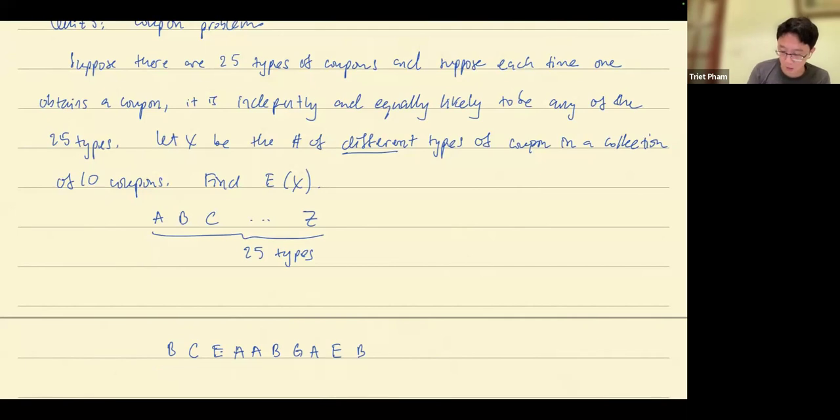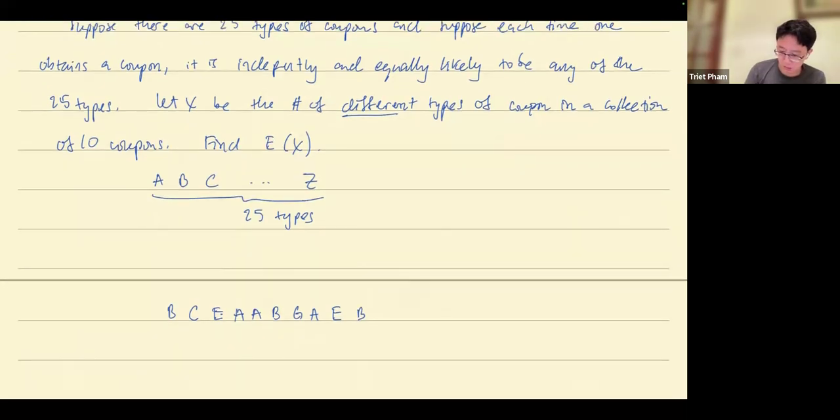How many different types are there? A, B, C, E, G. So 5 different types. So the keyword is different. 5, right? So different.